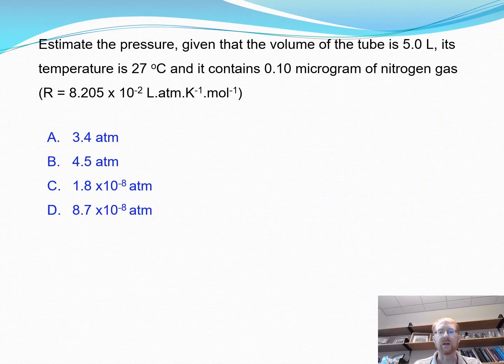So this first one, let's estimate the pressure given that the volume of a tube is 5 liters, its temperature is 27 degrees Celsius, and it contains 0.10 micrograms of nitrogen gas. I give you the R value. Here's our ideal gas law, PV equals nRT. So hit pause and go through and do the calculations and see what you come up with for an answer.